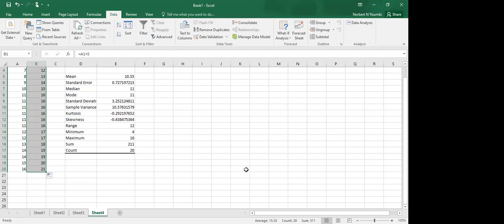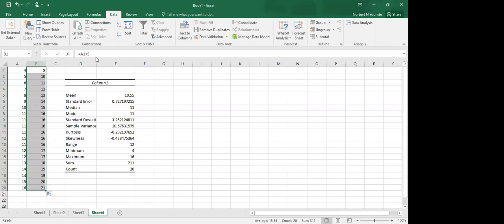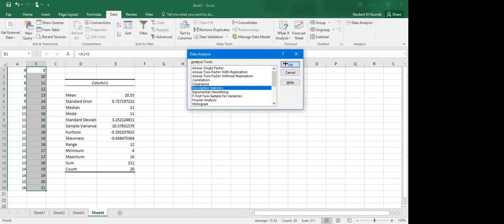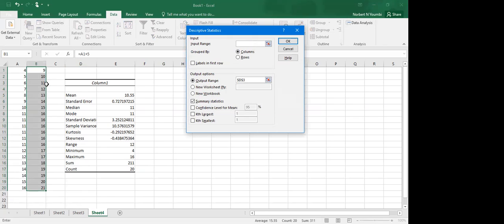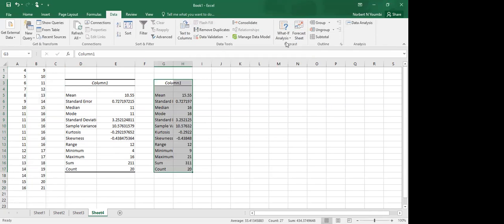So this is my new data set. Then I want to use data analysis to compute the statistics again for the new data set. Now B1 to B20. I should change this one and put it here. So what happened to the mean?